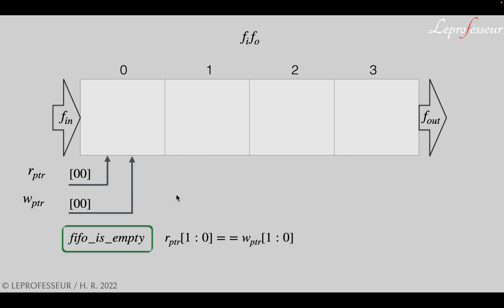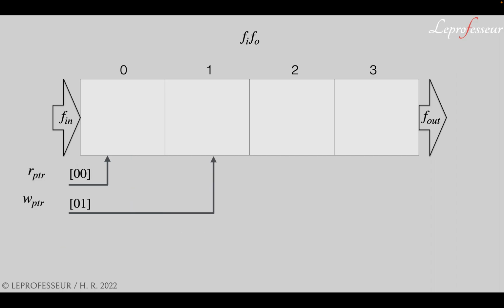But this equation will need to change, right? You can have the FIFO full as well when these pointers are equal. We'll discuss it later. But for the empty condition, this is sufficient. When both pointers are equal, you have the FIFO empty. Now, as you are writing the entries into the FIFO, you are incrementing the pointers. Okay, good.